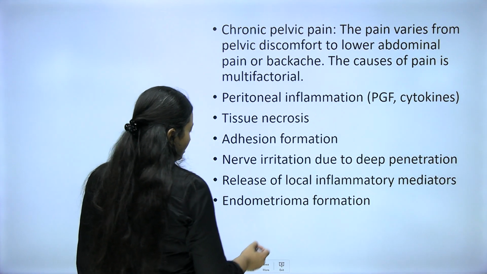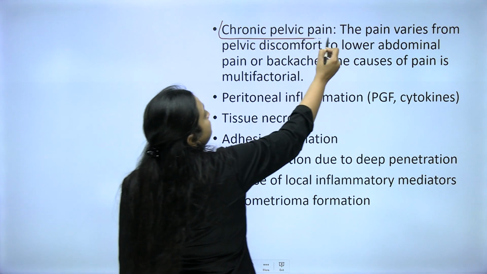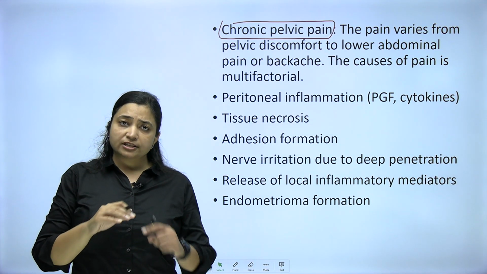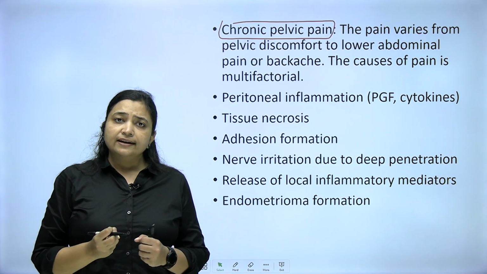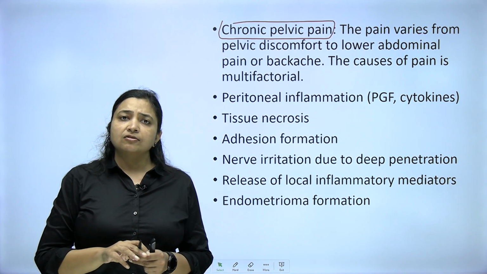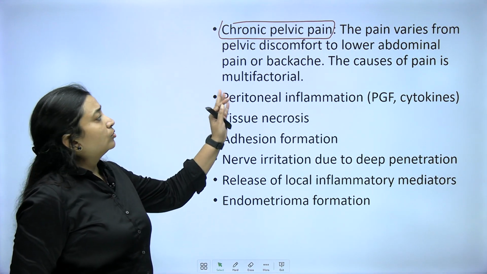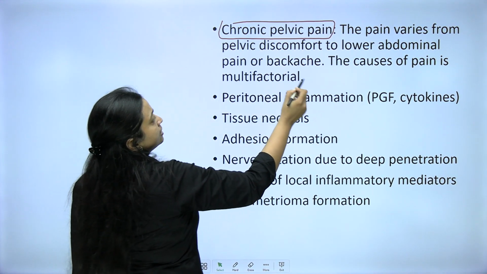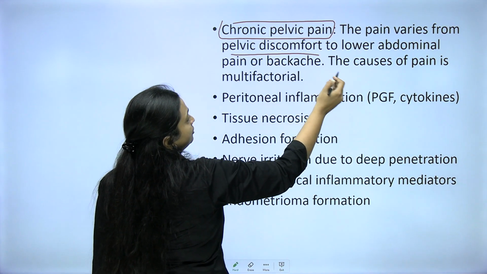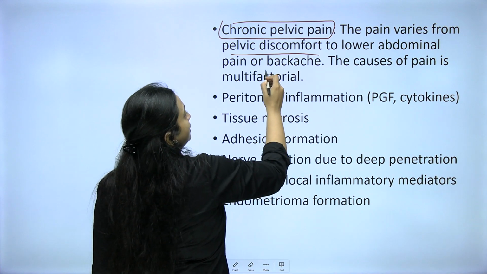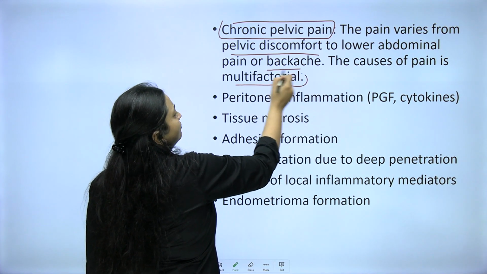Chronic pelvic pain, very, very important. As we were discussing, wherever there are endometriotic implants, it will cause inflammation of the local area, then necrosis, then inflammation, then necrosis, and it is a continuously progressing disease. So it will lead to chronic pelvic pain. The pain varies from small pelvic discomfort to lower abdominal pain or backache. Backache is very, very important. The causes of the pain is multifactorial.